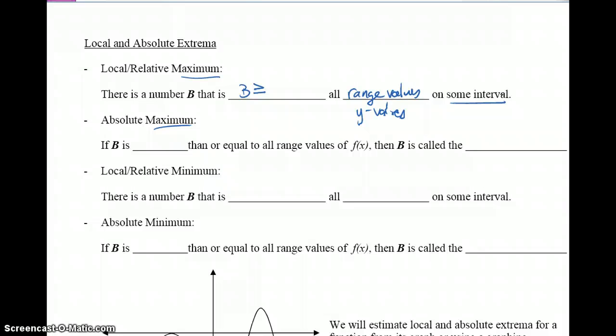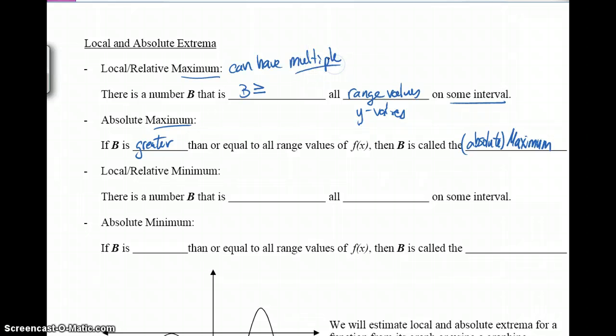An absolute maximum is where b is greater than or equal to all the range values. Therefore, b is called the absolute max, or just maximum. If we just say it's the maximum, that just means it's greater than everything. We can have multiple relative and local maximums, but there can be none or one absolute maximum.